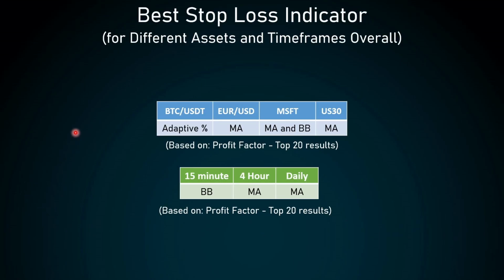And finally, let's see some bonus results. Which were the best stop loss indicators for different assets and timeframes? These results are based on the profit factor values of the top 20 results. For trading BTC USDT only, the adaptive percentage base proved itself to be the most reliable. For Euro USD, Microsoft and US 30, the moving average was the best. Talking about timeframes, for the 15-minute chart, the Bollinger Bands became the best performing stop loss. On the 4-hour, the moving average based, and on the daily, the moving average based too.